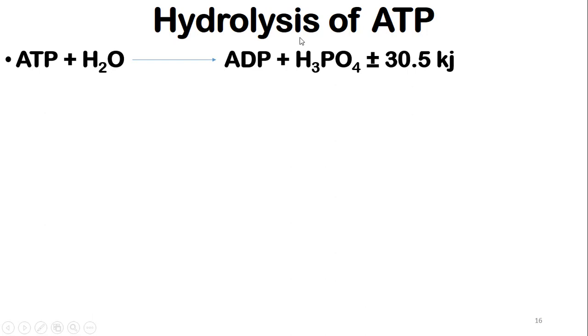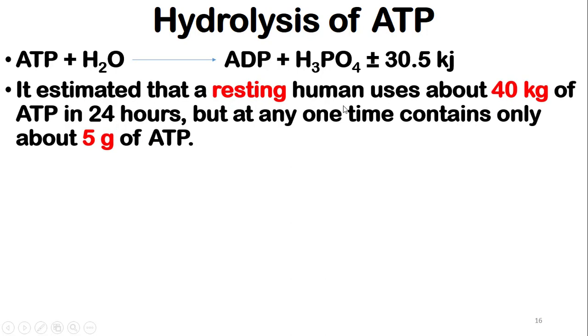The term hydro comes from the water. Okay, it means that this process requires water. Lysis means breaking. For example, ATP with the addition of water can be converted into adenosine diphosphate and inorganic phosphate, plus 13.5 kilojoules of energy is produced.